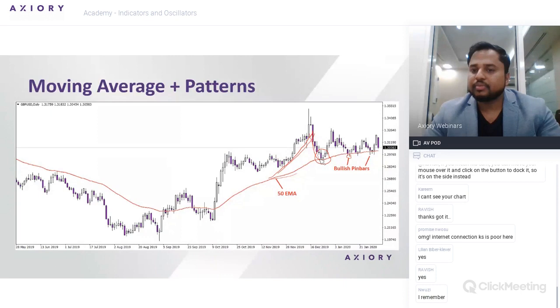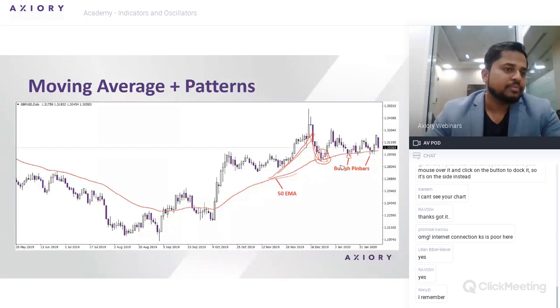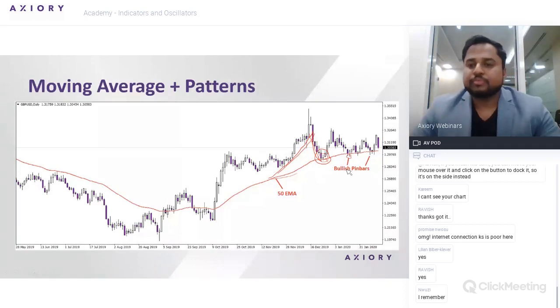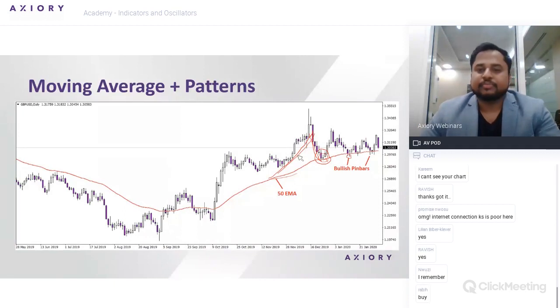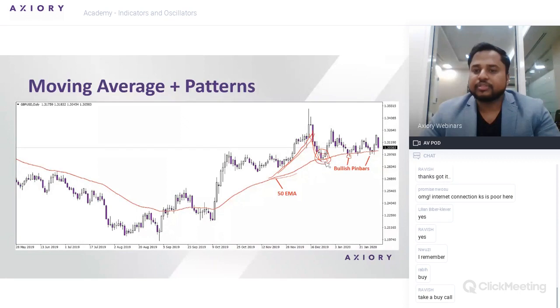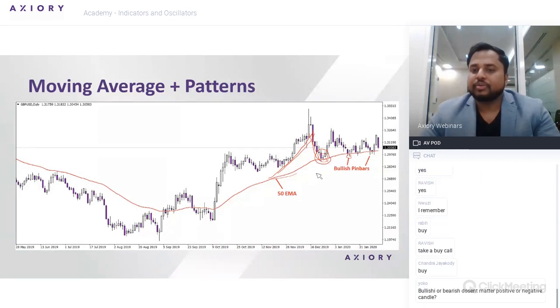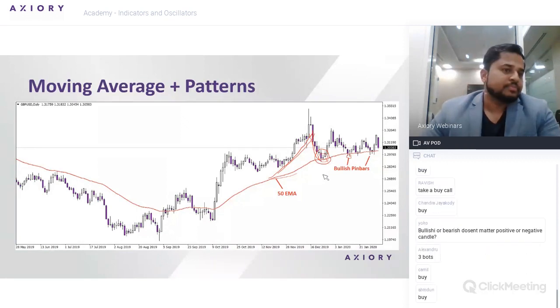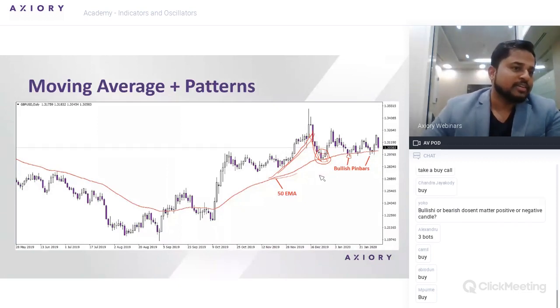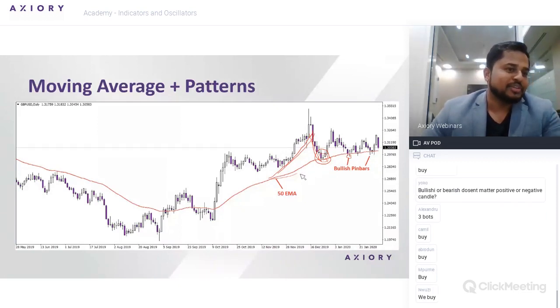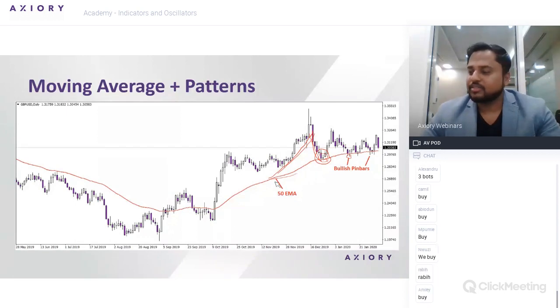When it touches the moving average and a pattern is created, what do you do? Tell me, what do you do? What can you do here? When the price touches a moving average and a pattern is formed, what can you do here? Buy. Very good. Buy. Who said? Abdin, Camel, yes. Mujur, Nauri, yes, we buy. So we buy it.